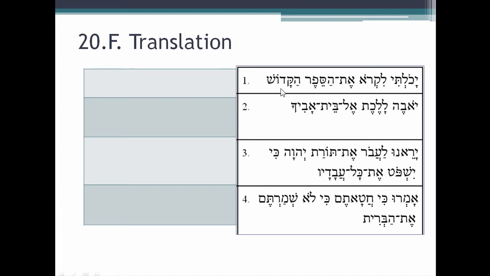Kadosh is an adjective. So we want to know if we have an attributive relationship. Do they agree? Does the adjective and the noun agree in gender, number, and definiteness? They do. Okay, the adjective has the definite article. That would be a real tip-off. So we have I am able to read the holy book. Again, attributive relationship. Number 2, Yoveh lalechet el beit avika.